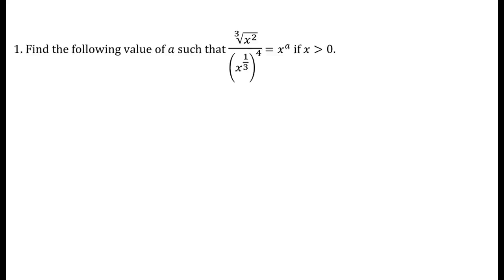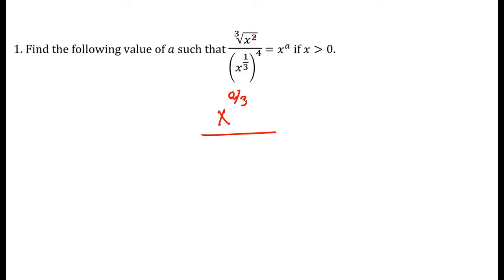Number 1, find the value of a such that that expression equals x to the a, if x is positive. So we somehow need to simplify all of this down as x to some power. And I think the easiest way to do this is going to be to make everything an exponent again. So let's take this numerator, the cube root of x squared. I can rewrite that as power over root. So I can rewrite that numerator as x to the 2/3, power over root.